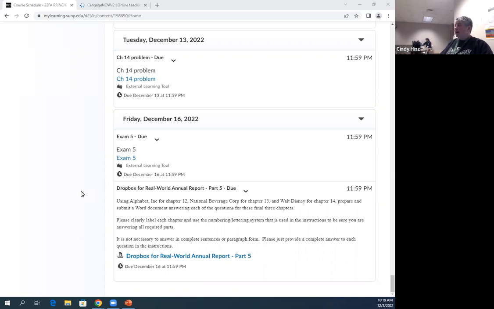As you can see for that final part of the project, once again, the book has indicated which corporation it wants you to use for each one of the 3 chapters. So for this project, you will not be using the company that you chose at the beginning of the semester. You will use only the companies that are named here. So Alphabet Inc., which I assume you probably know is Google, and then National Beverage Corporation, and finally Walt Disney.